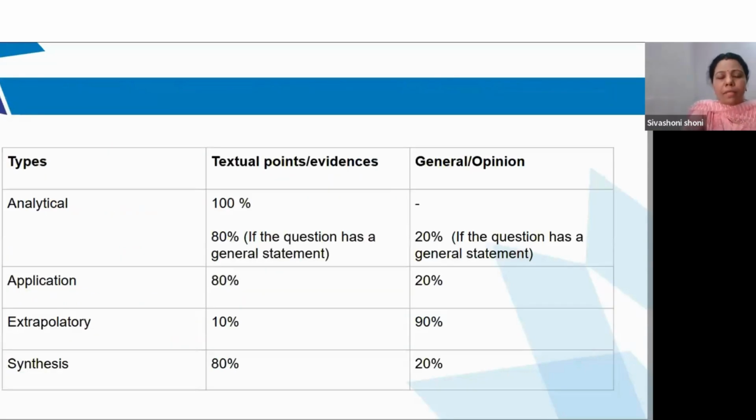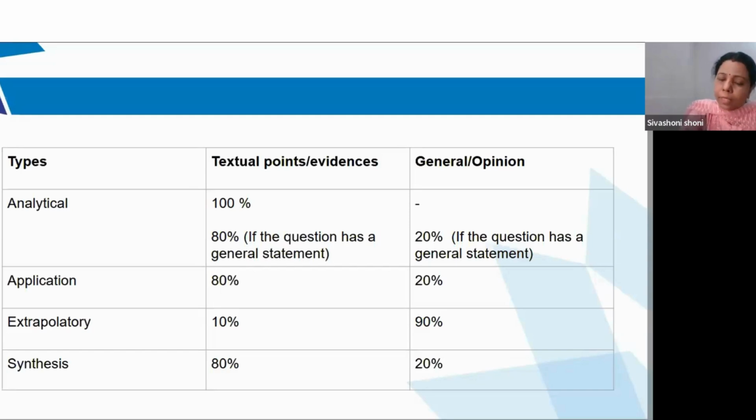If you can see my side, these are the types of questions we used to have: analytical type of questions, application type of questions, extrapolatory type of questions, and synthesis type of questions. I'm sure you must be aware of all these types of questions, but still, for a few, I'll give a very brief introduction or explanation about it.